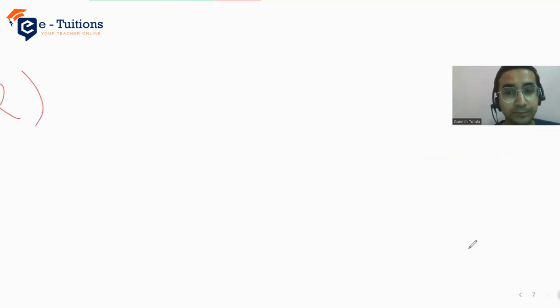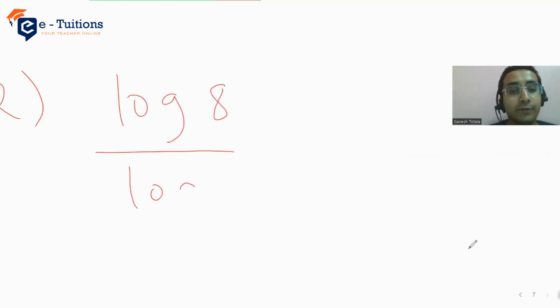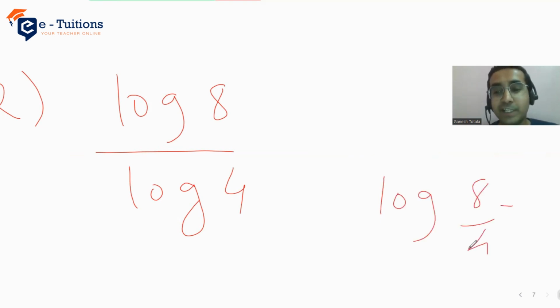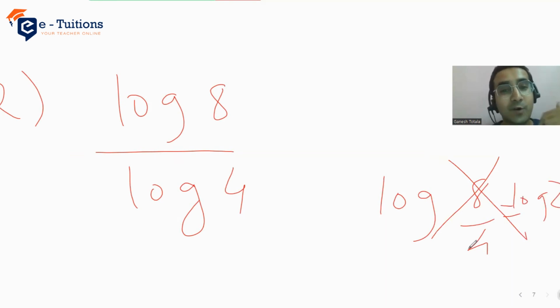Question number 2. The question number 2 is solve log of 8 divided by log of 4. Looking at the problem, the students will be more tempted to write down this as log of 8 by 4, which is log of 2. This is wrong because we are trying to use log a by log b as log of a minus log of b, which is not correct. So in this case, we won't be using a direct law. We don't have a direct law here.